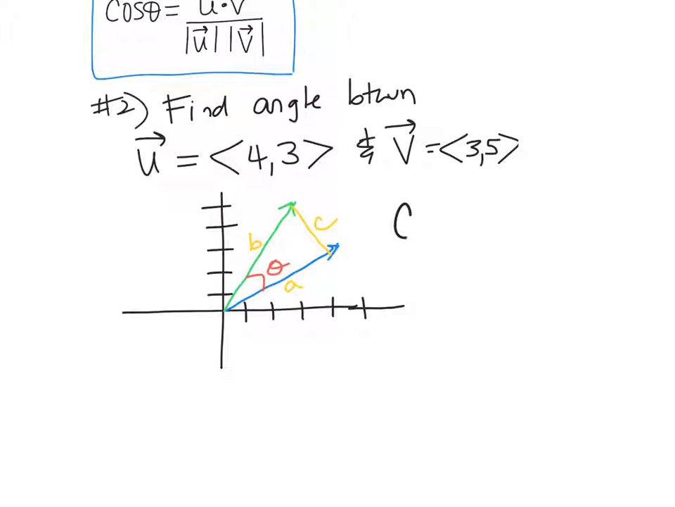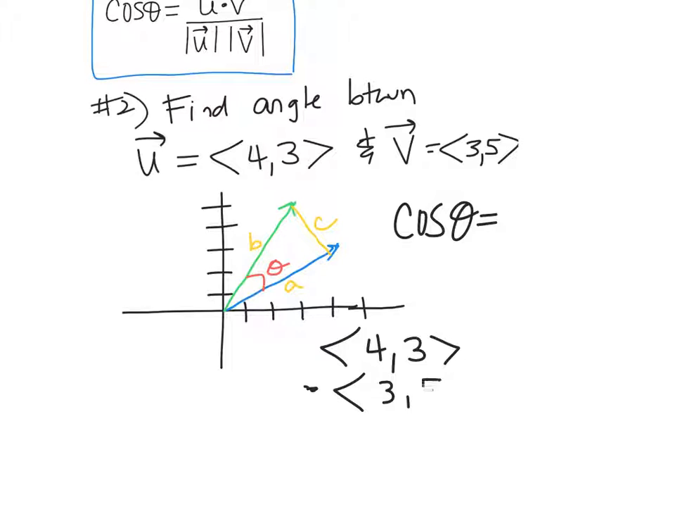So we're going to do cosine of theta is equal to u dot v. Can you do u dot v in your head? I have no problem if you can do u dot v in your head. U dot v is to do 4, 3 dot 3, 5. So you're going to go 4 times 3 is 12, plus 3 times 5 is 15. So that would give you 27 up top.